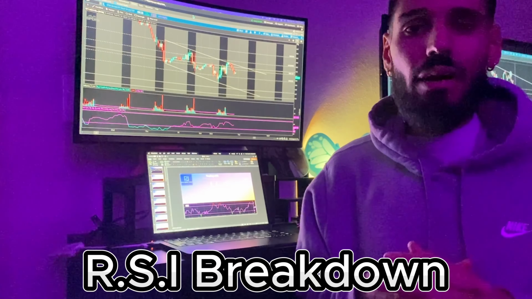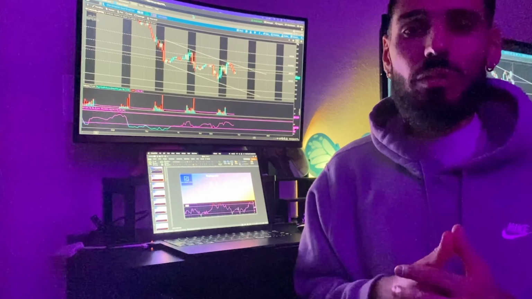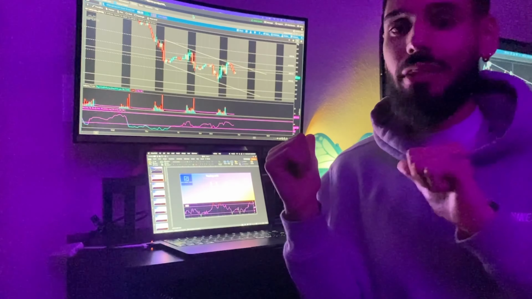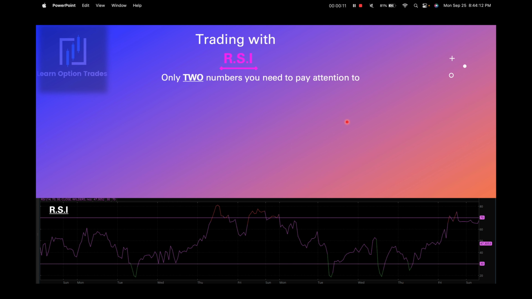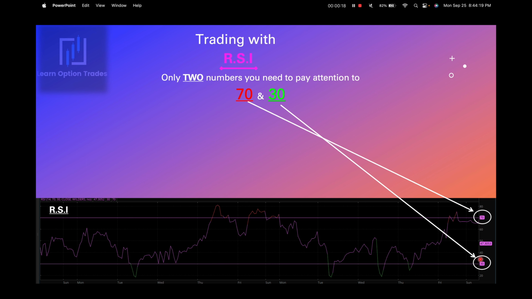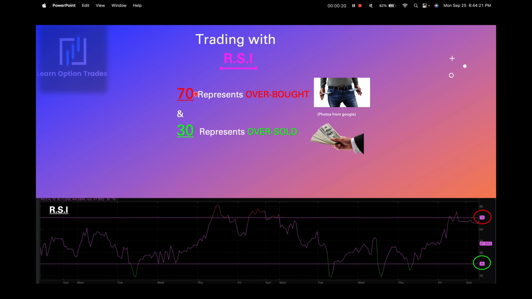If you are still struggling with how to understand RSI, I'm about to break it down real simple for you guys and show you how it's done. So let's get right into it. RSI is a tool that many common traders use in their day-to-day trading, and it represents the relative strength index. Now there's only two numbers that you need to pay attention to when you're looking at your RSI, and it's 70 and 30, and they're located at the bottom right of your RSI tool. Now 70 represents overbought and 30 represents oversold.